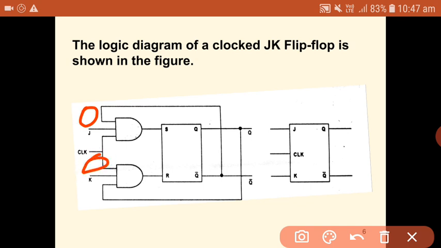I am applying J is equal to 0 and K is equal to 0. So what happens if J is equal to 0 and K is equal to 0 is applied to this circuit? Let us say this is the first AND gate, this is the second AND gate. The output of the first AND gate will be 0 because one of the inputs is 0, and the output of the second AND gate is also 0 because one of the inputs is 0. So for S is equal to 0 and R is equal to 0, what will be the output you are getting? No change.